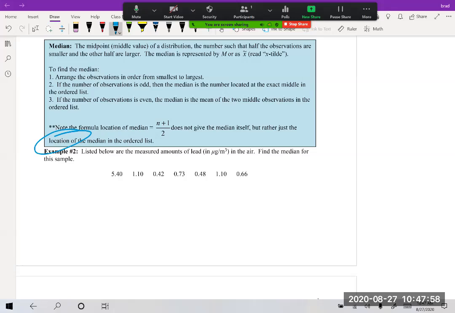So the first thing we have to do for this problem is arrange it from smallest to biggest. So let's put these all in order. Let's see, what's the smallest? 0.42. What's the next smallest? 0.48. What do I got after that? 0.66, 0.73. Oops.